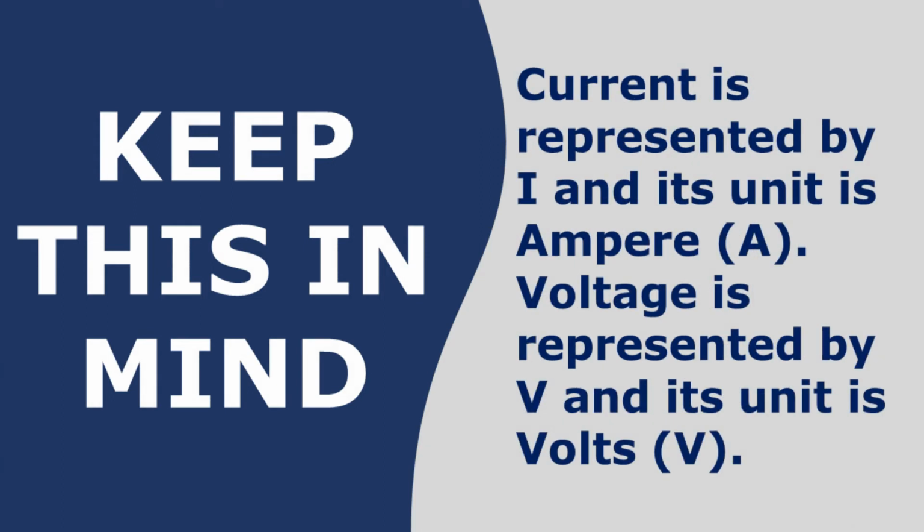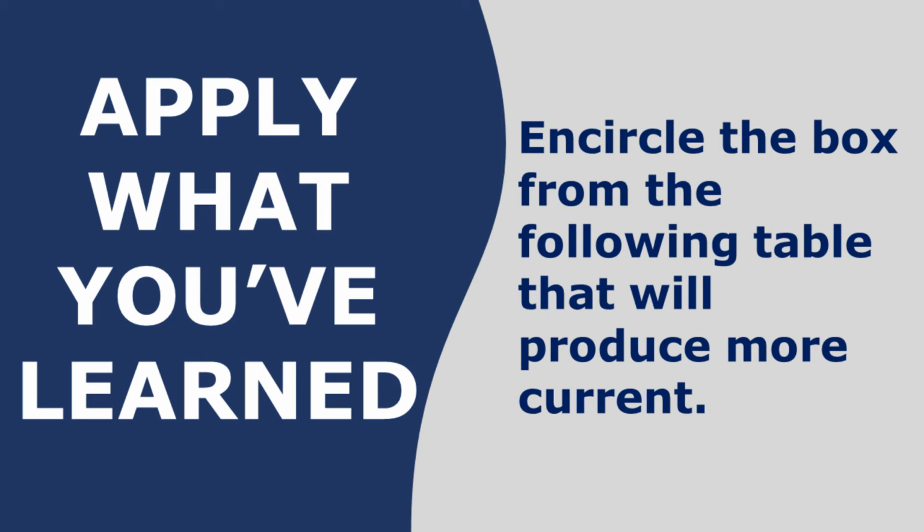Current is represented by uppercase I and its unit is ampere, represented by uppercase A. Voltage is represented by uppercase V and its unit is volts, represented by uppercase V. Apply what you've learned. Encircle the box from the following table that will produce more current.